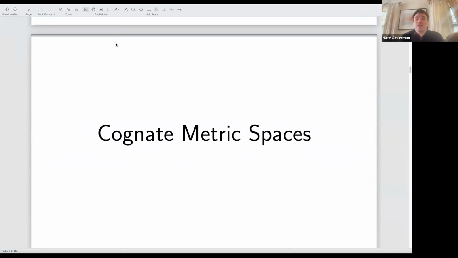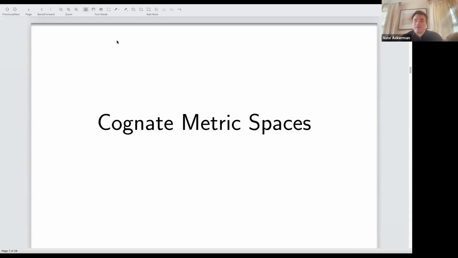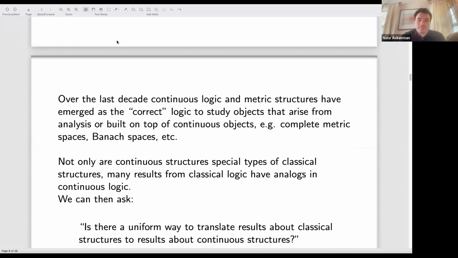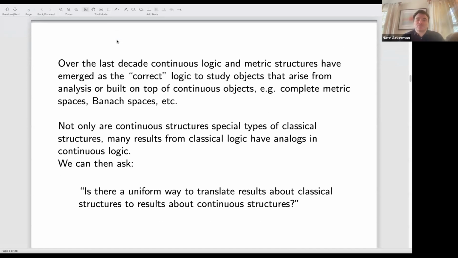Okay, so now I want to talk a little bit about what I call cognate metric spaces. Now, the title of the talk is Transferring Theorems from Classical Results to Continuous First-Order Logic. So to do so, we're going to need some way of representing these continuous structures as honest-to-God classical structures. And that's where cognate metric spaces come in. Okay, so as I said at the beginning, over the last decade, maybe 15 years, metric structures have emerged as the correct logic to study objects that arise from analysis or are built from continuous objects.